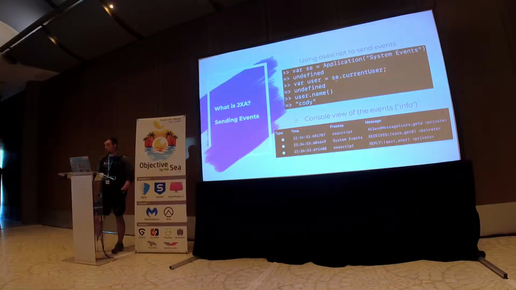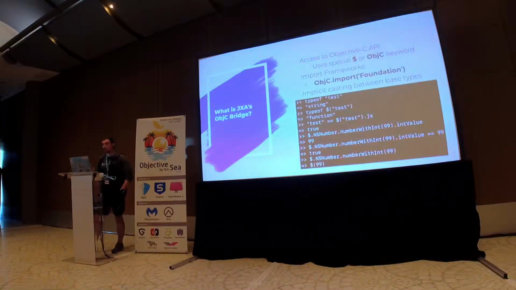For example, you can do .currentUser and get the name. In this case, Cody returns the name. It sends an Apple event message to get that. If you actually open up Console, you can see these messages going through, where osascript sends this Apple event send message, System Events receives it, and then osascript gets it back. So you can see this sort of stuff happening on the wire as these messages are getting sent around.